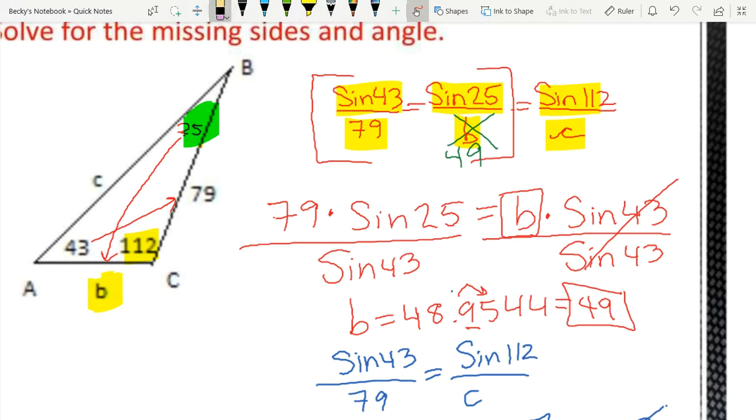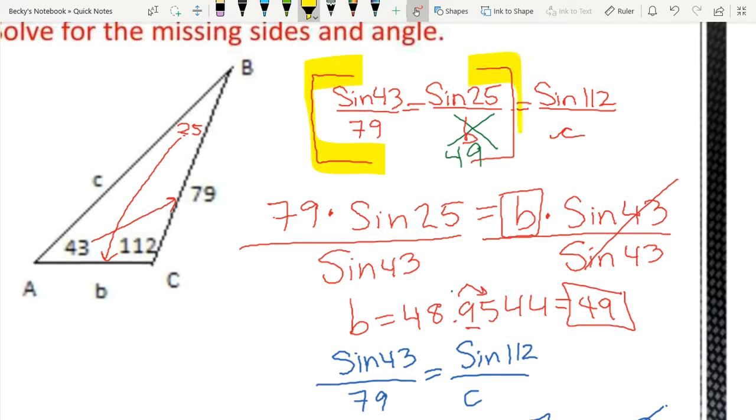Okay, so let's erase some of this stuff. Next I'm going to cross multiply, and I can't solve for b and c at the same time. So as you can see, I decided to do the first two together. When you cross multiply, the number on the bottom goes in front of the sine, cosine, or tangent, which with law of sines is always going to be sine. So I have 79, and I multiply diagonally sine 25. Now let's multiply the other direction. I have the b, and I multiply upward, and I have sine 43.